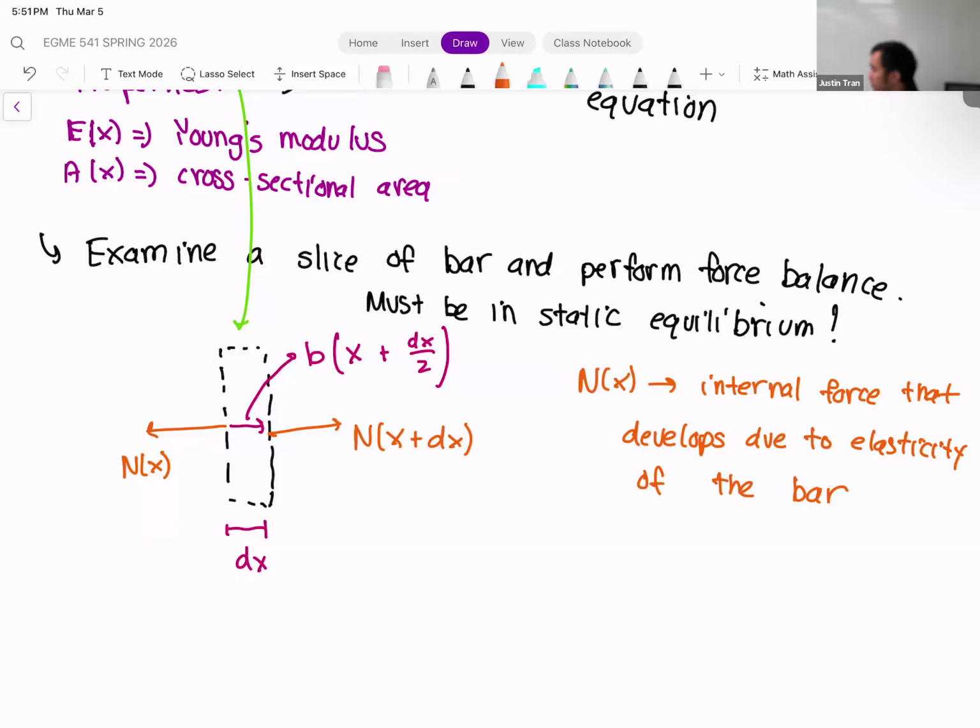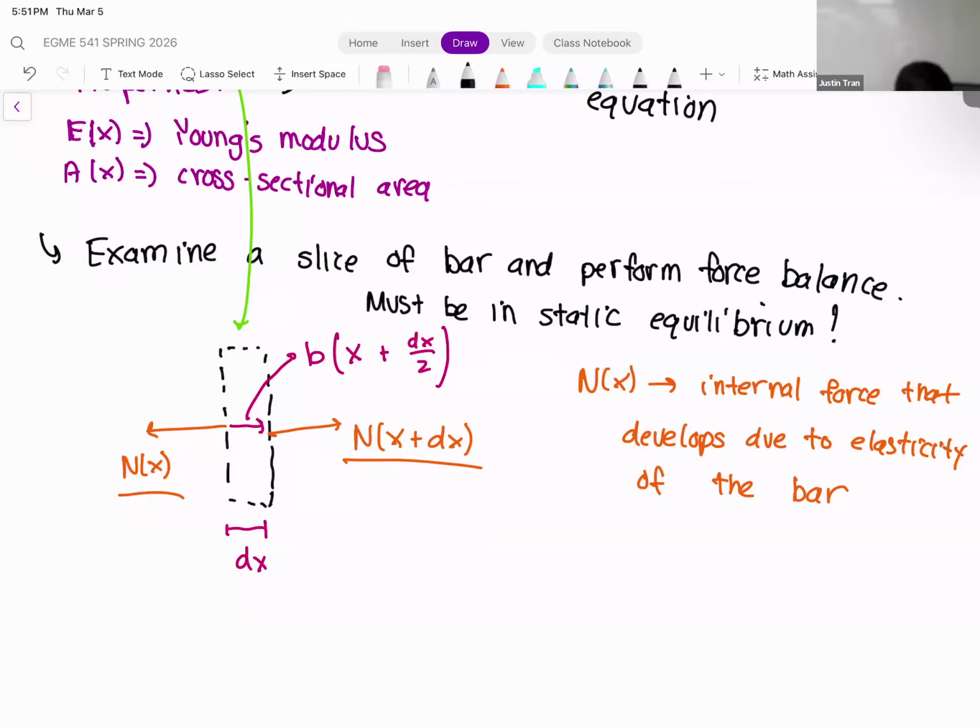So whenever you have any kind of structure that's under some forces, there has to be some internal forces or internal stresses that develop. And the main purpose of these internal stresses is so that every location or every part of that structure remains in static equilibrium. But that normal force, or excuse me, that internal force, is going to vary from point to point, right? So that's why we evaluate N at some x, and we evaluate at N of x plus dx.